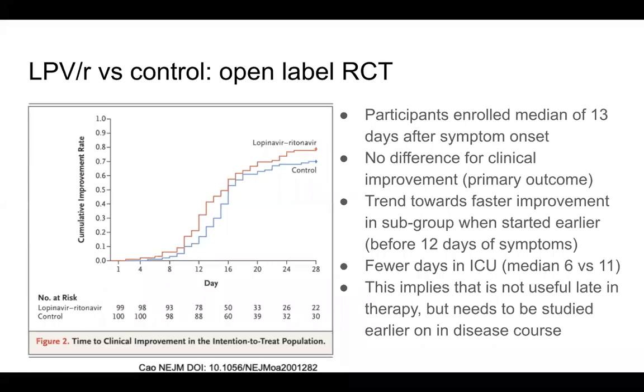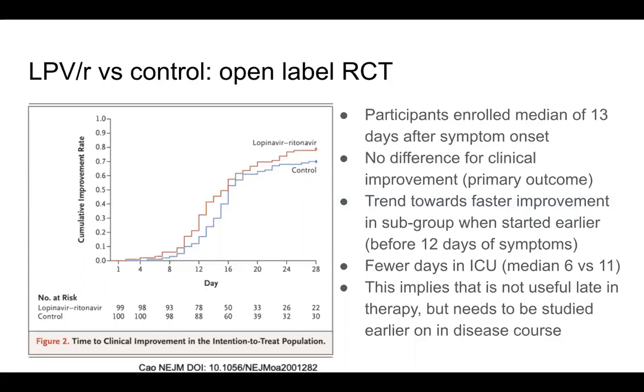So this study, again, the one that was published last week in the New England Journal, is really a remarkable study. They enrolled 200 patients in a two-week period at a hospital in Wuhan and randomized them one-to-one. So the treatment group received lopinavir-ritonavir at a standard dose of 400 milligrams with 100 milligrams twice daily for up to 14 days.